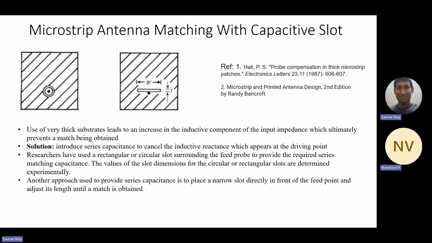So that was this thing. Maybe you can look into this book. This is quite a good book: Microstrip and Printed Antenna Design by Randy Bancroft.